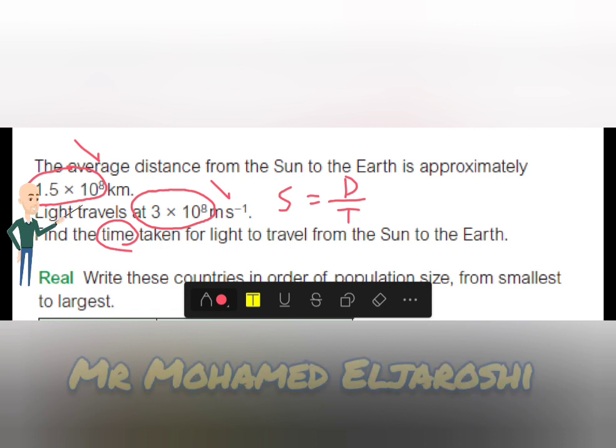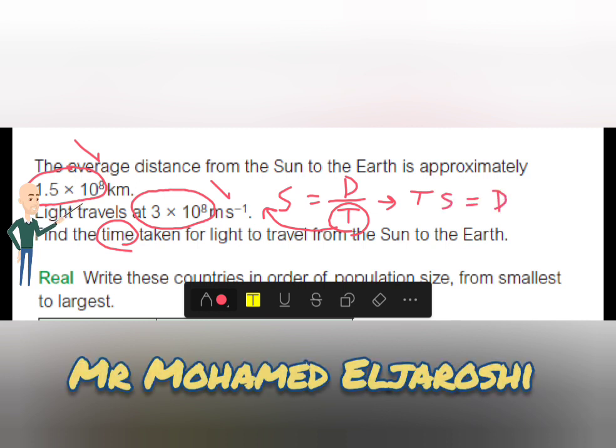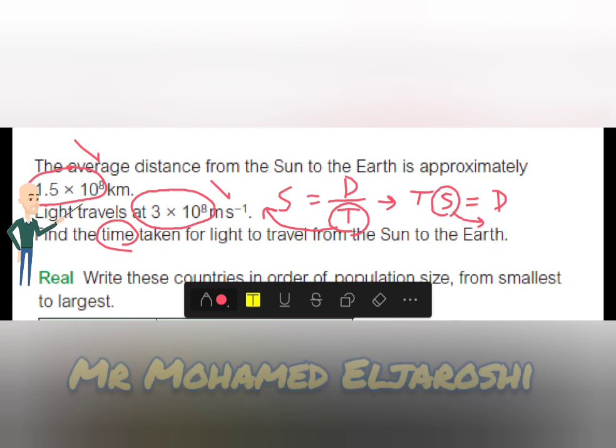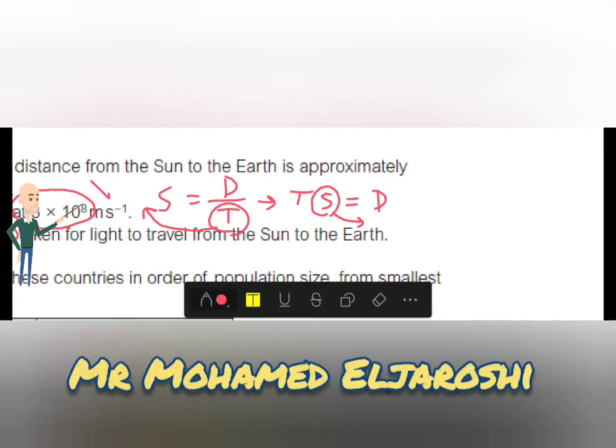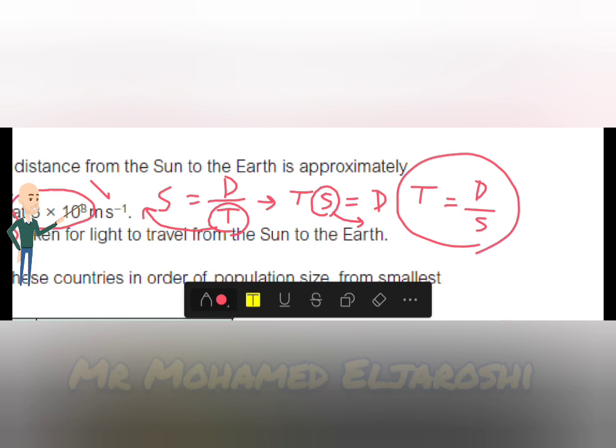Now, I can substitute here and write the formula in numbers, or I can move them before I substitute. Yes, good. I can move this because it's divided. I can move it to the other side by multiplying. So it's going to be what? Very good. T times S equals D. And then I take the S here because it's multiplied, and take it by division here. So T equals what? D divided by S. Now I have my formula, which I'm going to use.